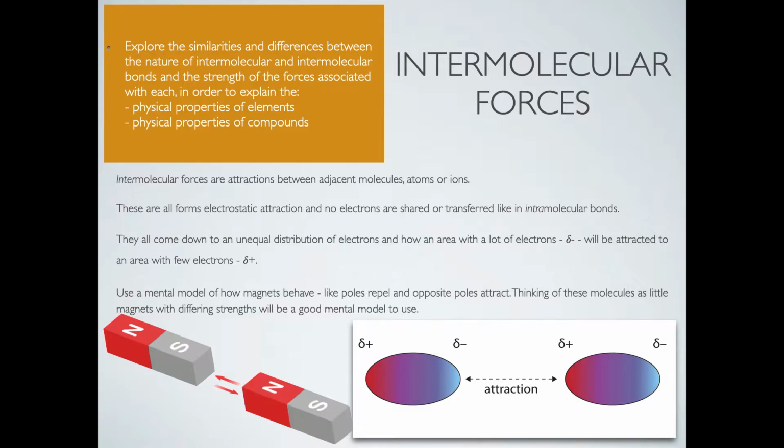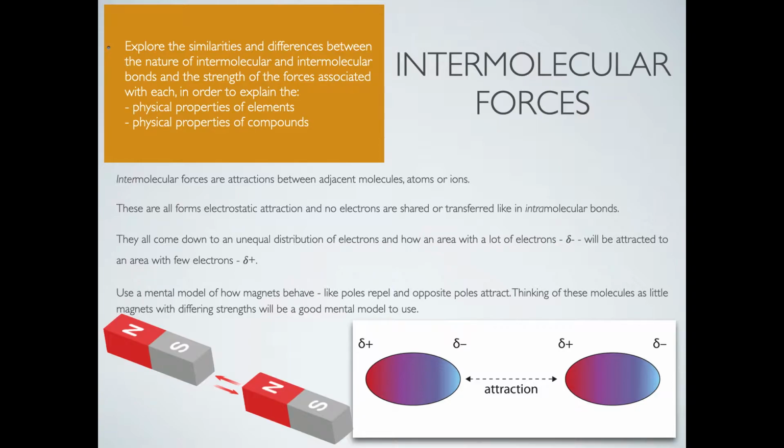So the nature of intramolecular and intermolecular bonds. Intra, within, inter, between. So the bonds intra are stuff like covalent, ionic, metallic, and inter we're going to look at now, and their strength and forces associated with each. And later on in the chapter, we're going to explain the physical properties of elements and compounds through these forces too. So intermolecular forces are attractions and repulsions too, I should add in.